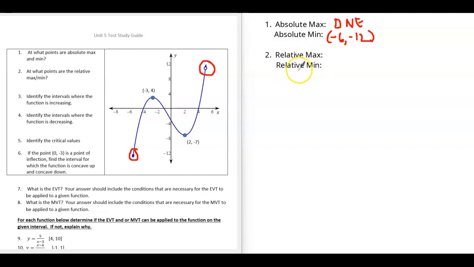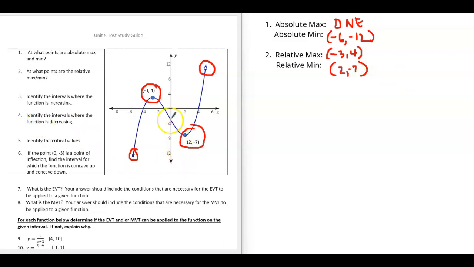Now relative maxes and mins are points that are higher and/or lower than any points that are immediately next to it. And more often than not, they just look like the top of a hill or the bottom of a hill. So in this case, this point right here is a relative max. So that's (-3, 4). And the relative min would be this guy down here, which is (2, -7). And that's that. Pretty simple, straightforward there with those things.